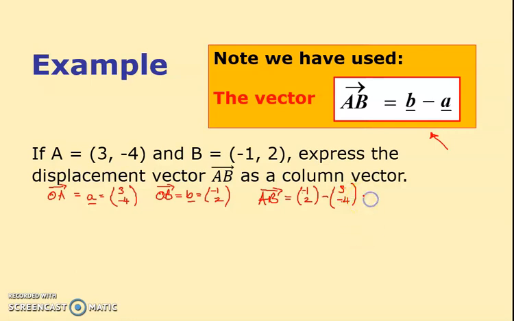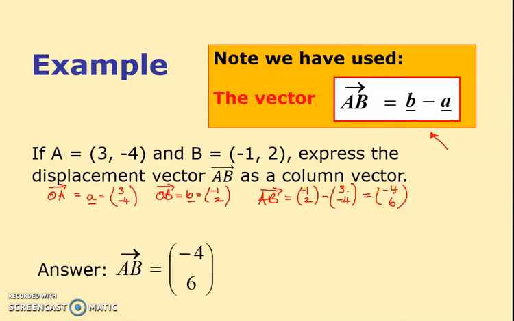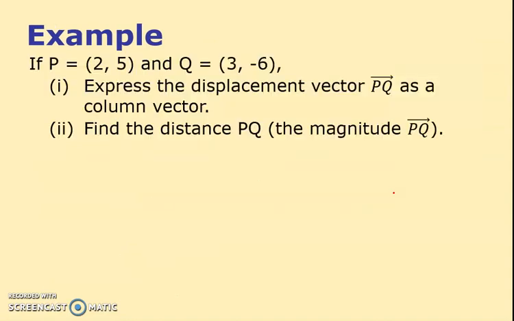So what does this give me? Minus 1 minus 3 is minus 4. And 2 minus a minus, well that's obviously a plus. 2 plus 4 is 6. So that is (-4, 6). This isn't hard, is it? This is easy. Again, we've got p is (2, 5).